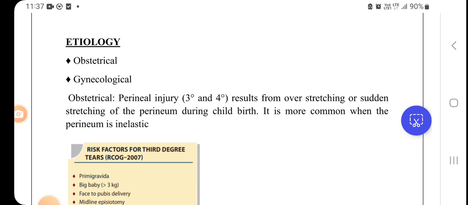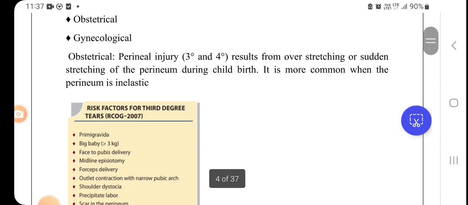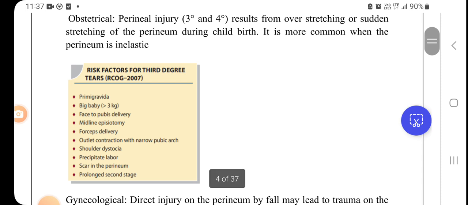It is more common when the perineum is inelastic. So the perineum is not at all elastic. Suddenly when the stretching happens, there is a chance of injury. The risk factors for third degree tears are primigravida, a big baby, that is above 3 kg, face presentation, midline episiotomy, forceps delivery, outlet contraction with narrow pubic arch, shoulder dystocia, precipitate labor, scar in the perineum, and prolonged second stage. All these risk factors contribute to the third degree tear.